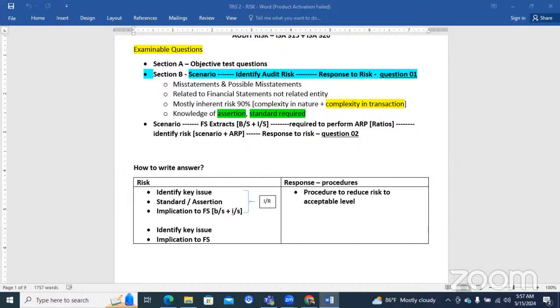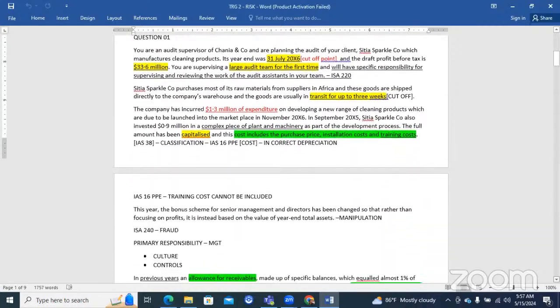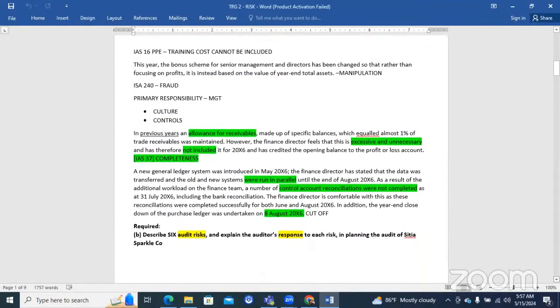Now, students, let's start with a case study. See here, first we'll take this question as it is. The case study is given. I broke this question into different portions to explain to you all in an easy, simplified way. They gave a case study and asked, describe 6 audit risks and responses. So this is type 2. A case study is given, and they ask us to identify audit risk and response to audit risk.